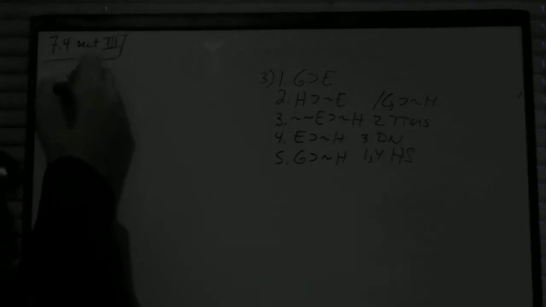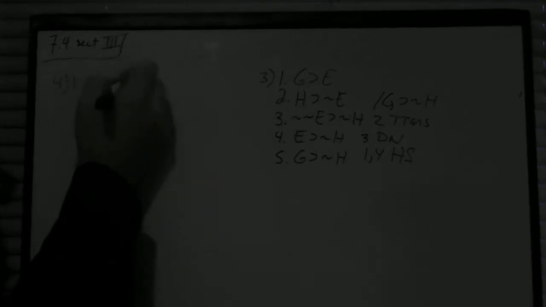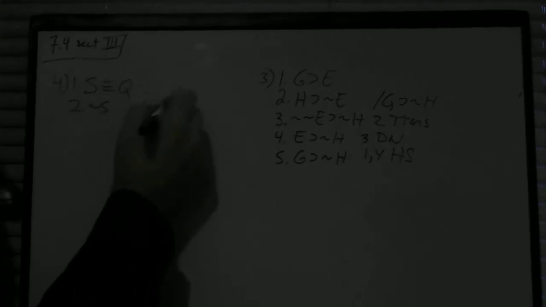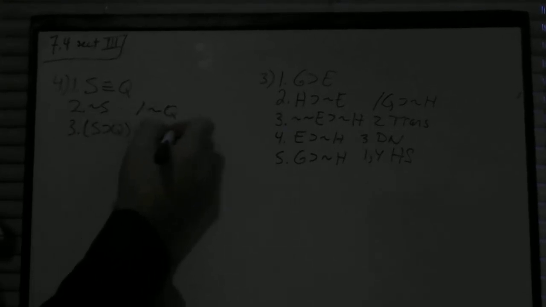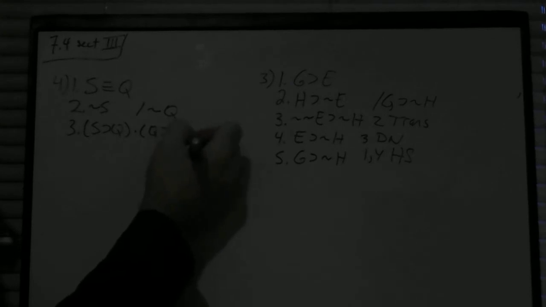Number 4, we have S if and only if Q, not S, therefore not Q. Alright, well obviously we can't do anything with the triple bar, the if and only if, so we're going to have to use material equivalence on that. So S if and only if Q is going to be exactly the same as if S then Q and if Q then S. From line 1, material equivalence.